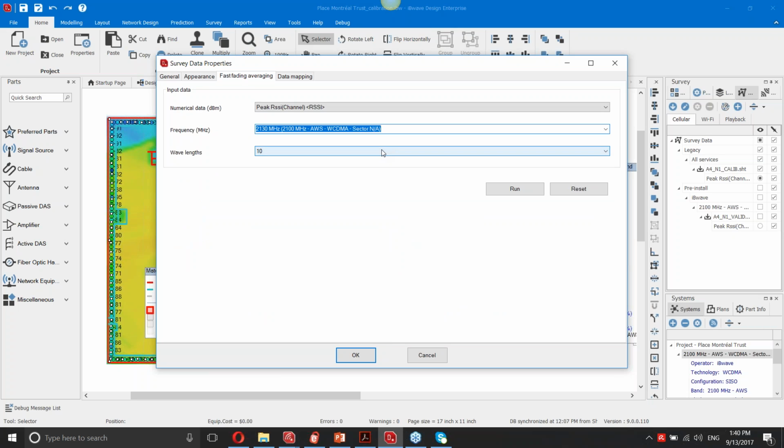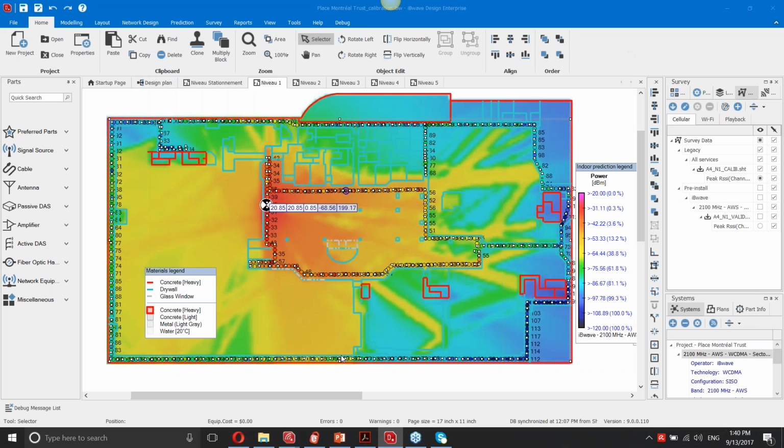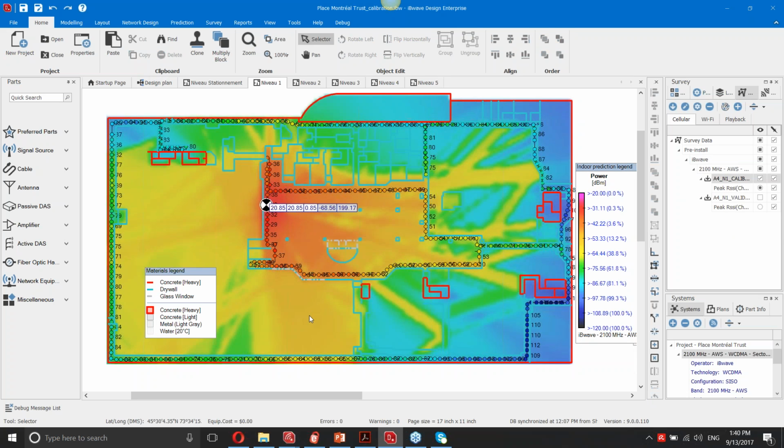Between 5 and 20. What is my recommendation? Well, if you are doing it at 700 megahertz, choose 5. If you are using 850, choose 5. If you are using higher frequencies, from 1900 and up, you can choose either 10 or 20. I'm choosing 10 right now. So this is done now. So I have removed fast fading for both of them.